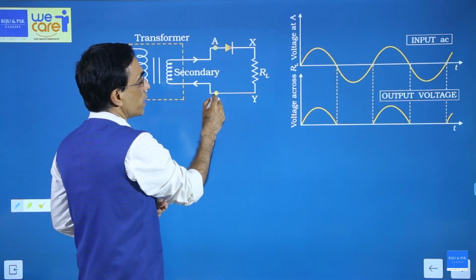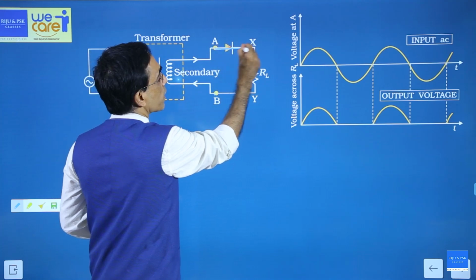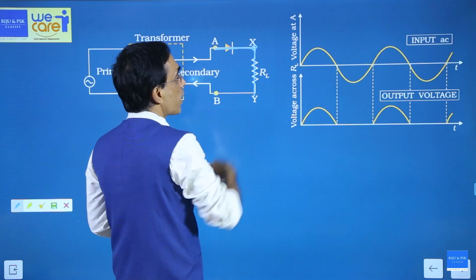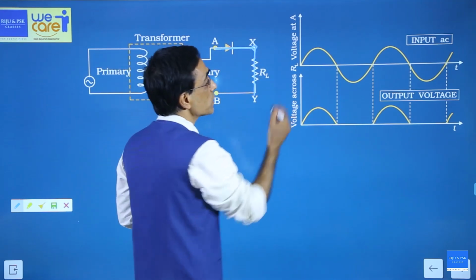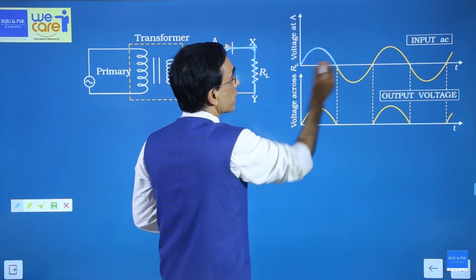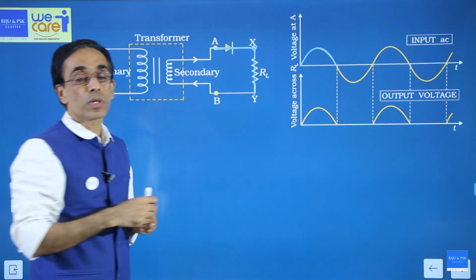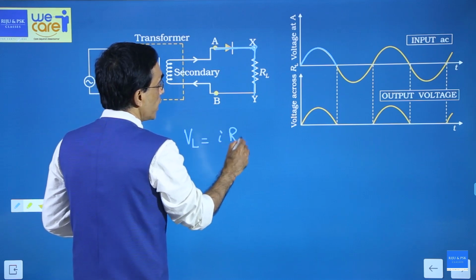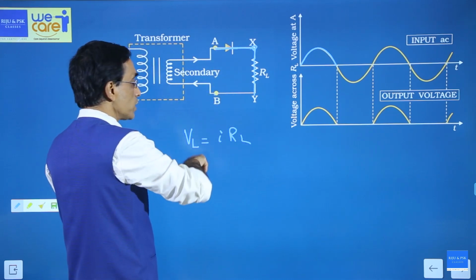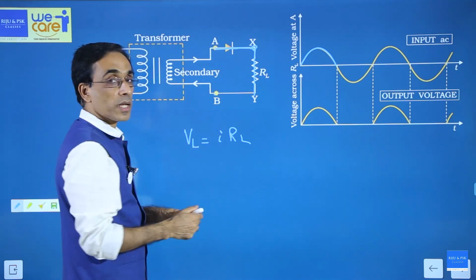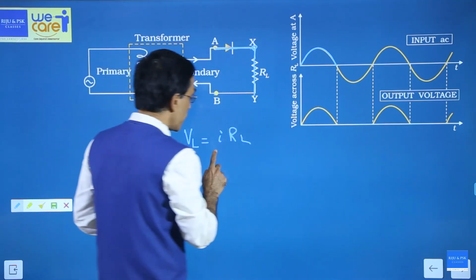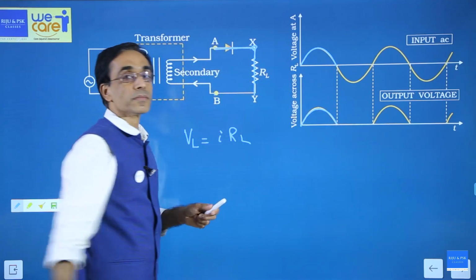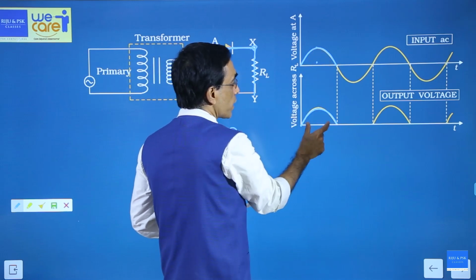If A is positive and B is negative in the first half cycle, diode will be conducting. And when diode conducts, the current will flow from X to Y. That will be a current which is varying, increasing and decreasing. And that current will produce a proportional voltage across the resistor, because the voltage across the load resistor will be equal to I into RL. If I is increasing, then voltage will also increase. When I decreases, voltage will also decrease. As the input voltage increases, the current will increase. As the current increases, the output voltage will also increase like this. So you get this much voltage here.